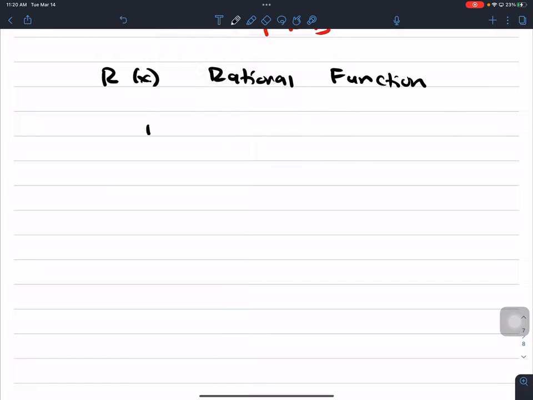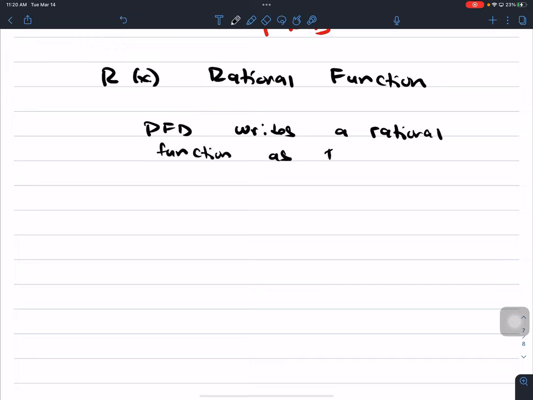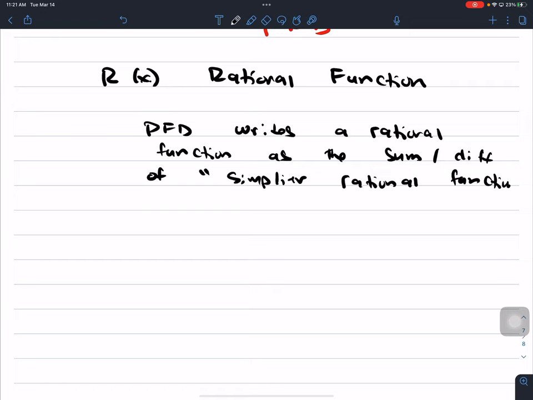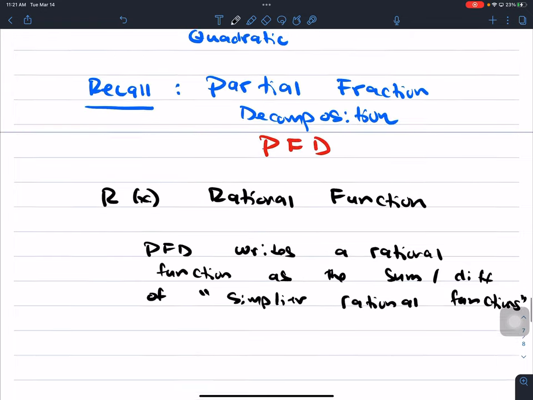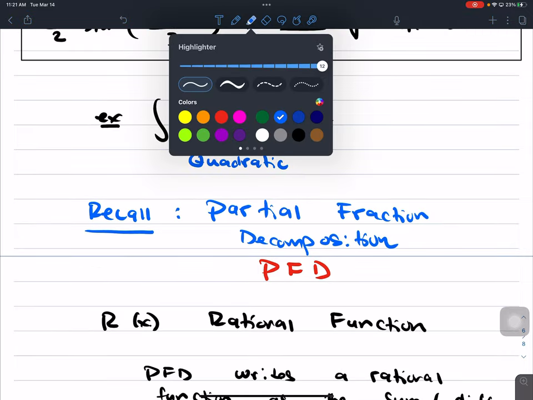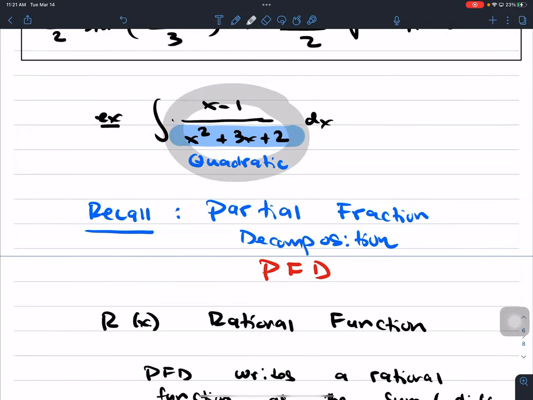What PFD does, PFD writes a rational function as the sum or difference of, quote unquote, simpler rational functions. Okay, simpler. You go, what are you talking about? Well, right in here, this is a rational function.